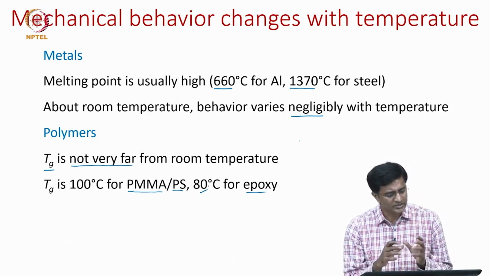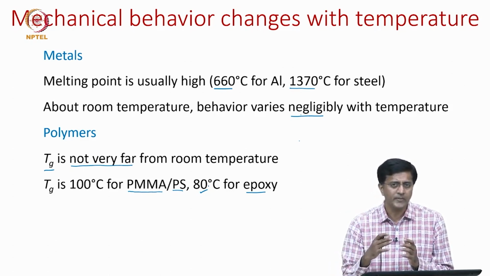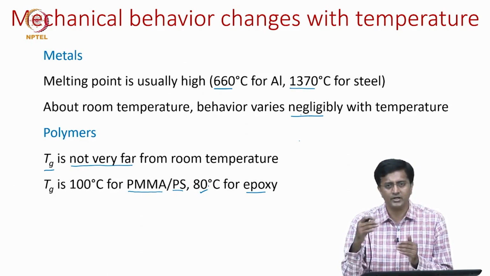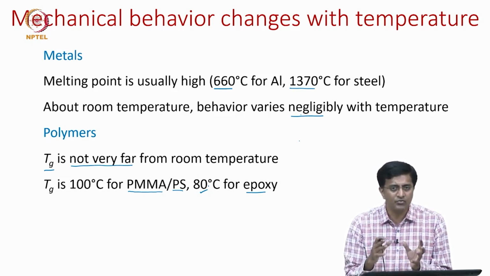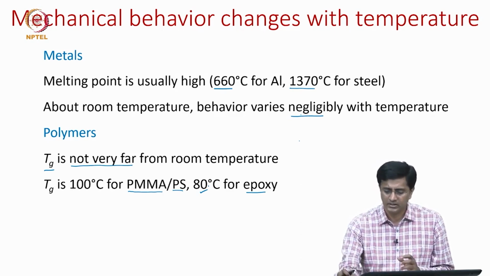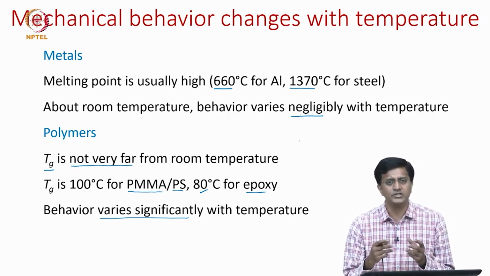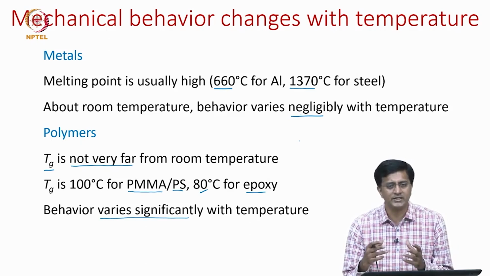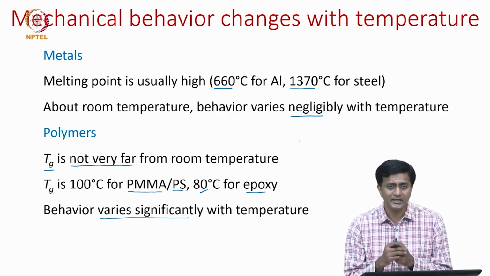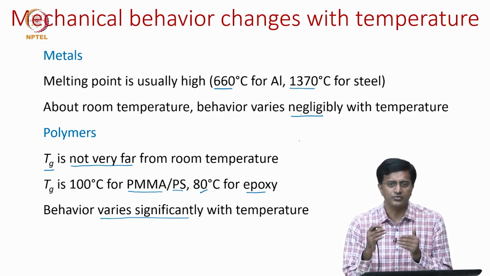So, what do we see? This glass transition temperature compared to room temperature is not too far. Even if we say room temperature is 30 degrees centigrade, these are just 50 or 70 degrees apart, which means they are very close to the glass transition temperature. Because of this, the mechanical behavior varies significantly even with small changes in temperature. From room temperature, if the temperature either increases or decreases by 10 or 20 degrees centigrade, that is a significant amount. The reason is that we are talking about temperatures which are very close.